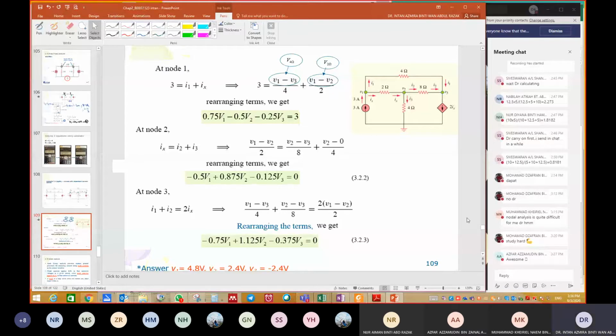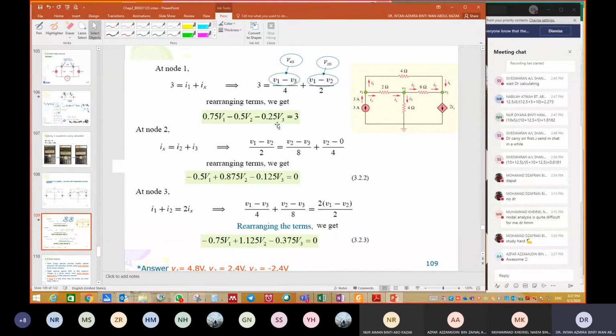Any question? Okay. And then please rearrange this equation so that it will be V1, V2, V3 equal to a round number. So what you have to do is V1 divided by 4 plus V1 divided by 2, you will get this. And then minus V2 divided by 2, which is equal to minus 0.5 V2. And then you have minus V3 over 4.